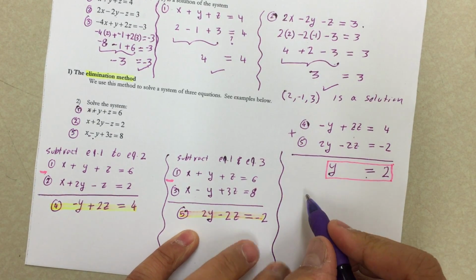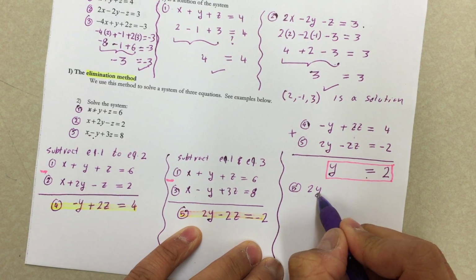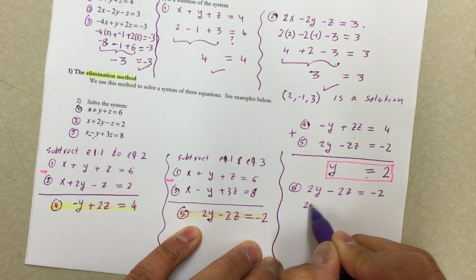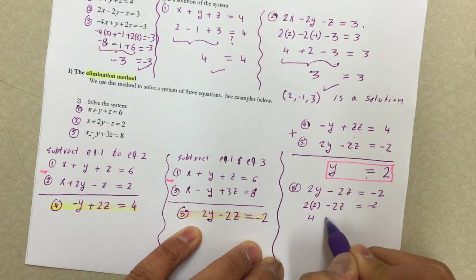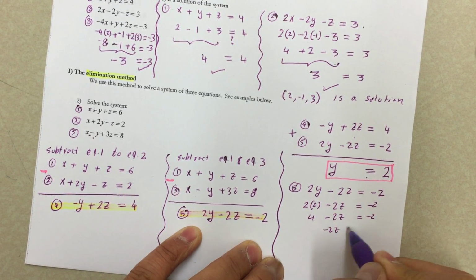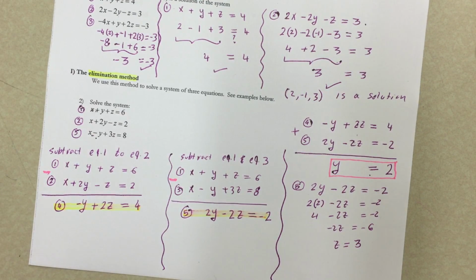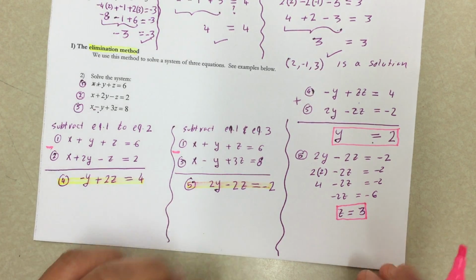The one you use is up to you. I'm going to use this one. Y equals 2, so replace 2 in there. That becomes 4. Subtract 4 from both sides. That becomes -6. And if you divide both sides by -2, then z comes out to be 3. So we have found 2 out of the 3 coordinates.